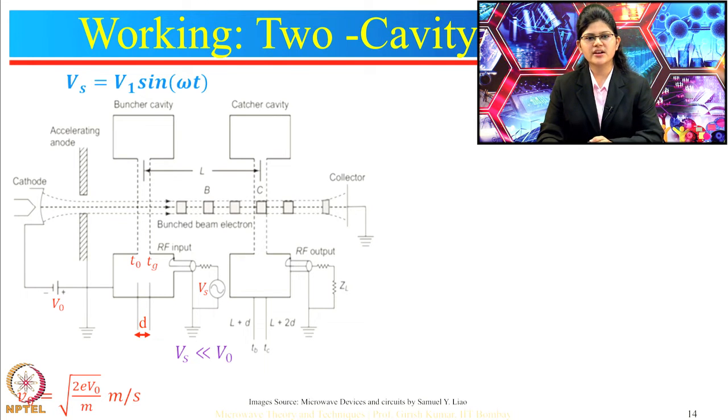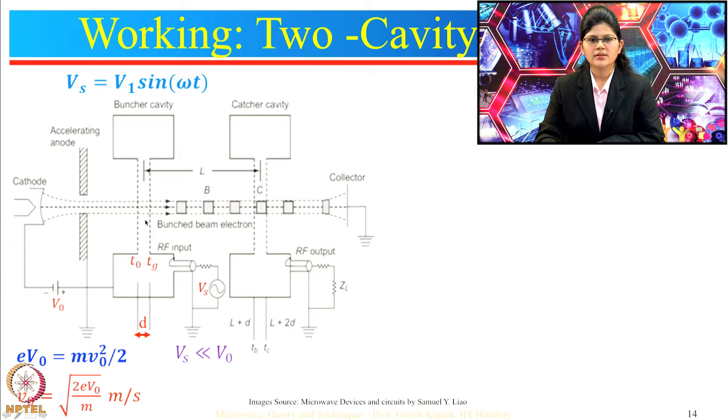Now, what is the potential energy of the electron? The potential energy of the electron is eV naught. And what is the kinetic energy of the electron? The kinetic energy of the electron is half m v naught square, where capital V naught is the DC beam voltage and small v naught is the velocity of electrons.